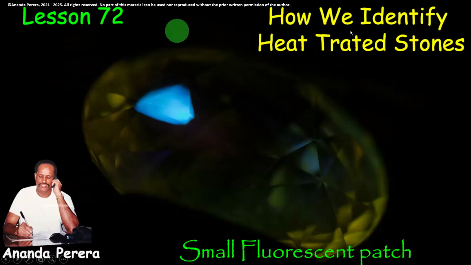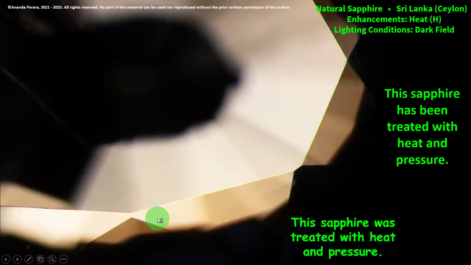Here, how we identify heat treated sapphires, and look at this. It is a small fluorescence patch we can see under UV. So this fluorescence patch tells us it is heated. We are moving. Now this is the first slide we are studying.